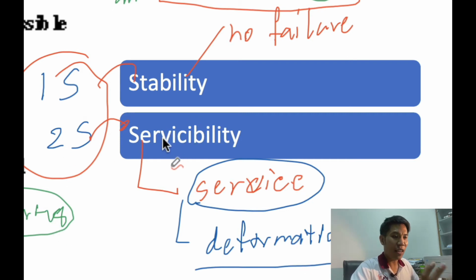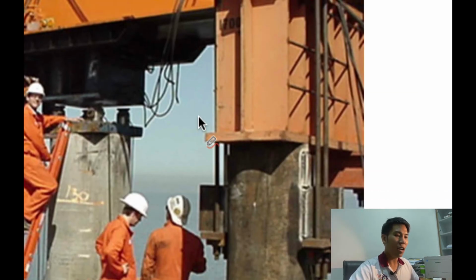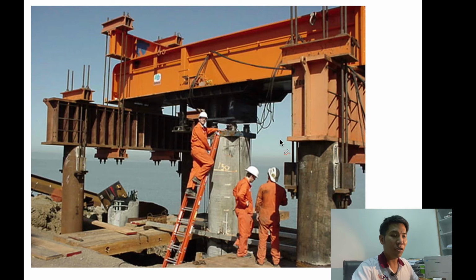The pile load test is where we try to apply the load, or design load, to the pile to check whether the pile has enough stability or not, and enough serviceability or not. The pile load test is something like that. This one is a pile load test performed onshore, near the sea. The pile test is something like this. This one is the pile test. And after that, we apply the load to the pile, something like that.